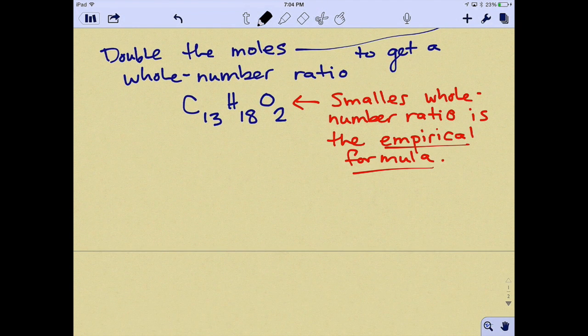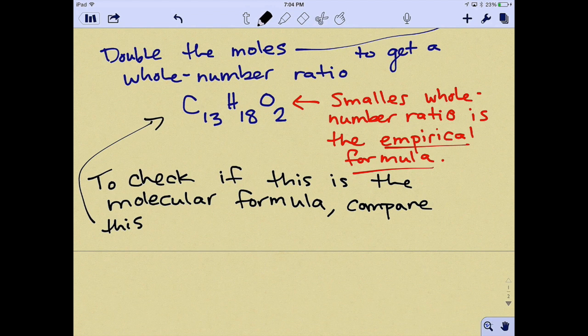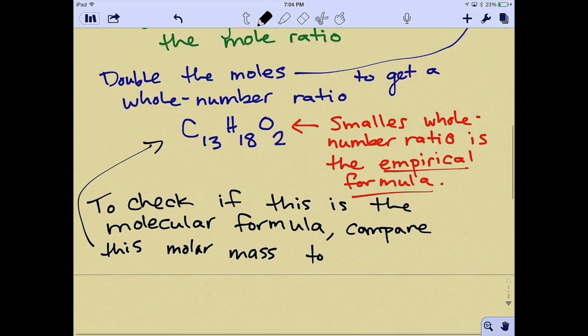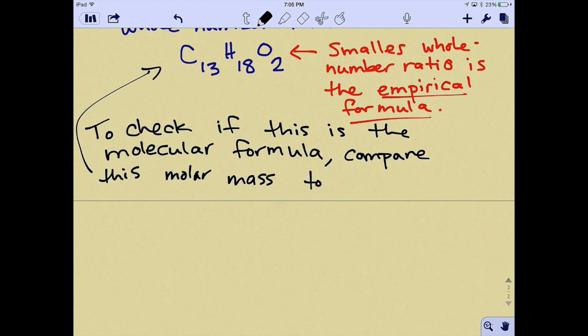Now we need to check whether this smallest number of atoms for our formula is also okay for our molecular formula. We're going to check the molar mass that was given to us earlier in the problem and see if the molar mass of our empirical formula matches. I have to look up what that molar mass was earlier: 206 grams per mole. So we need to check if this formula has 206 grams per mole.